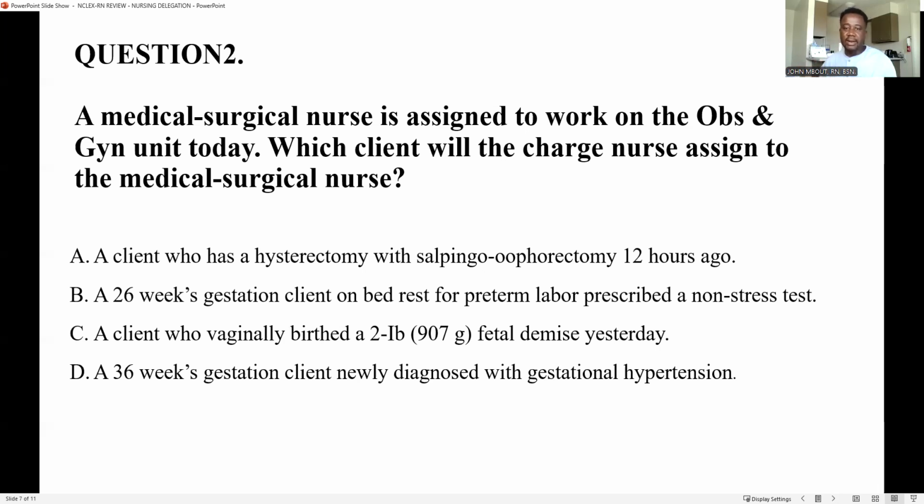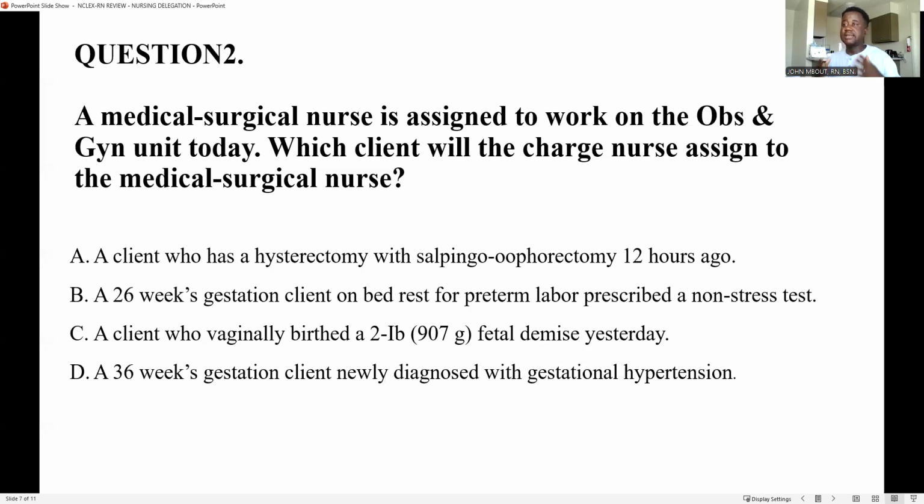Now, this area of assignment is talking about assigning the client from one unit to the other. And what I want you to understand is that when you are assigned to go work in another unit, first, the nurse should assign you stable clients. Second, the nurse should have in mind the type of conditions that you have come across in your unit and give conditions similar to that to you because you are new in this unit. So with this, what will be the right answer? A is the right answer.